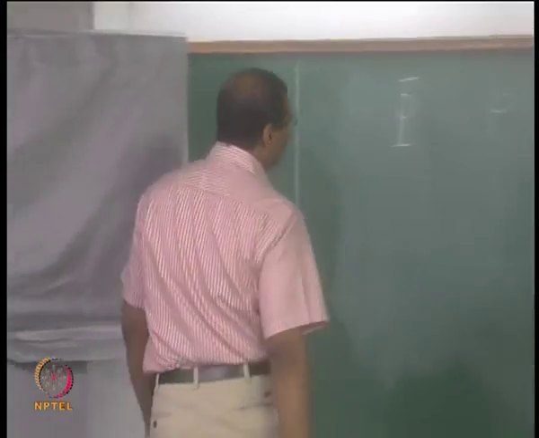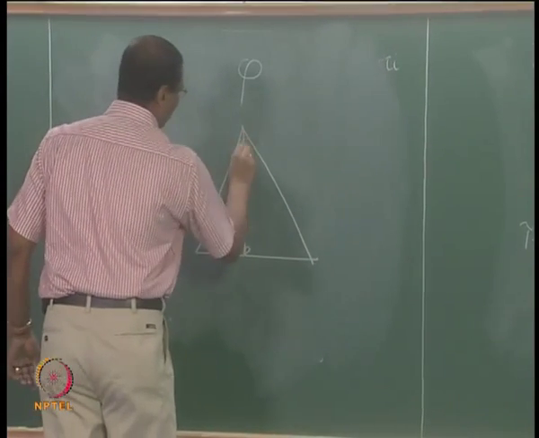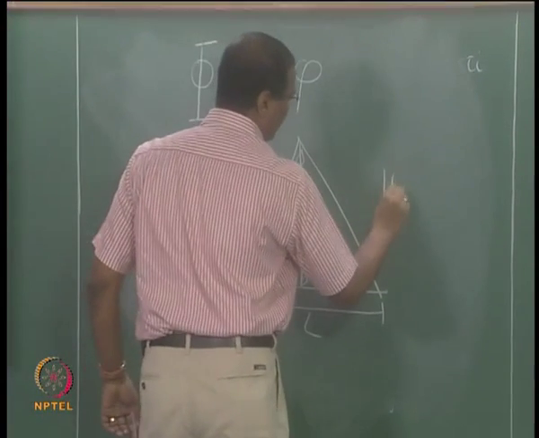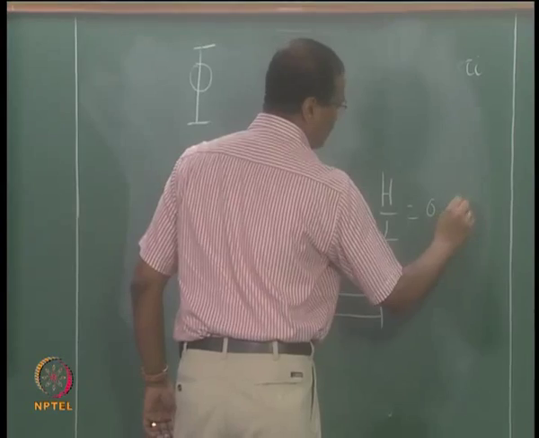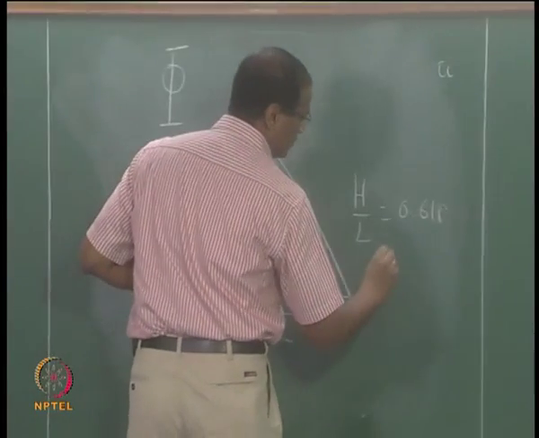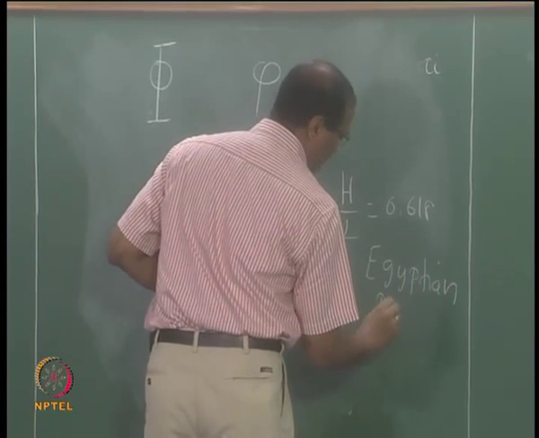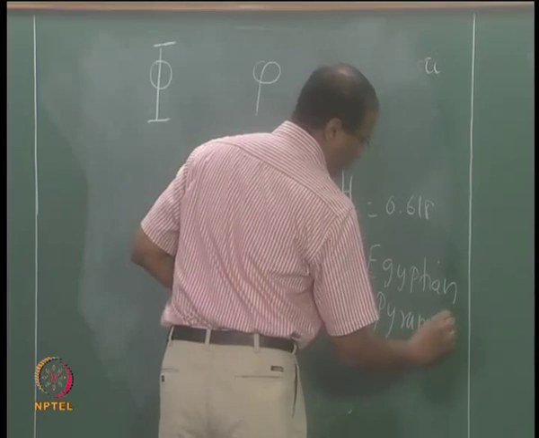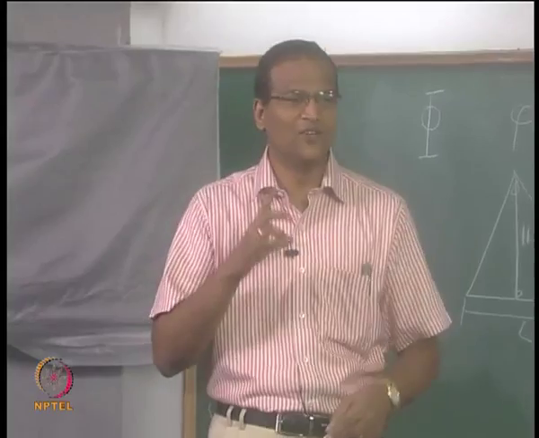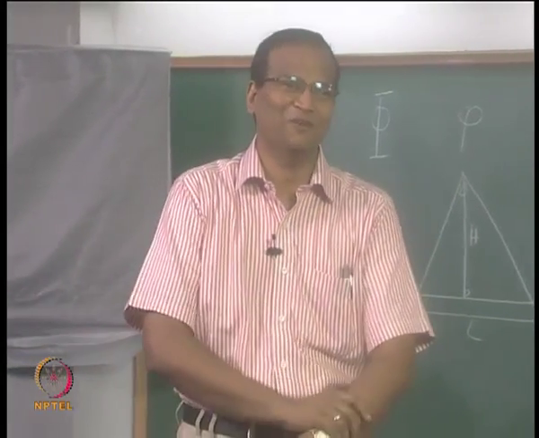So the ratio of the Egyptian pyramids is in the ratio of 0.618. There are also claims by Leonardo da Vinci and all that, that for a beautiful face, the ratio of the height to the width of the face must be 0.618, and so there are so many other things about it.